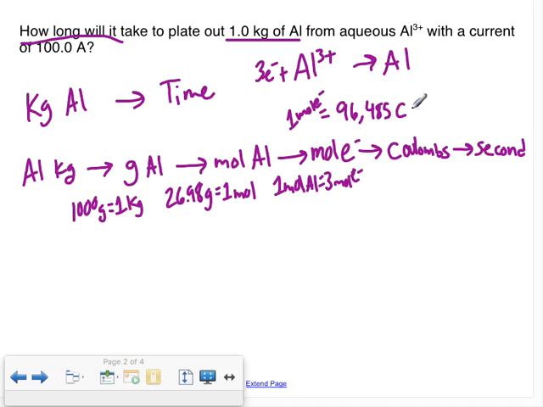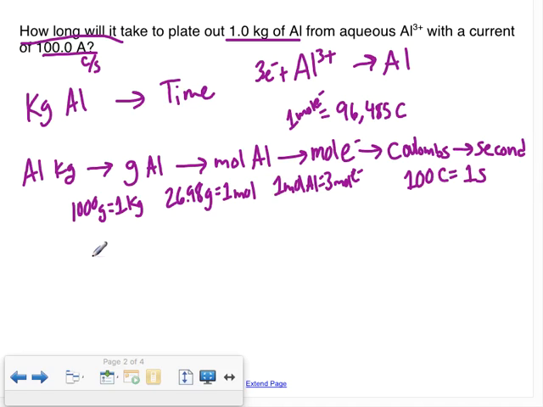Then the coulombs and seconds conversion, that is when we use our current. So 100 amps means 100 coulombs per second, because an amp is a coulomb per second. That means 100 coulombs equals 1 second. Again, that depends on the problem. Whatever the current is, that's your conversion factor to get between charge and time. All right, so it's all set up.